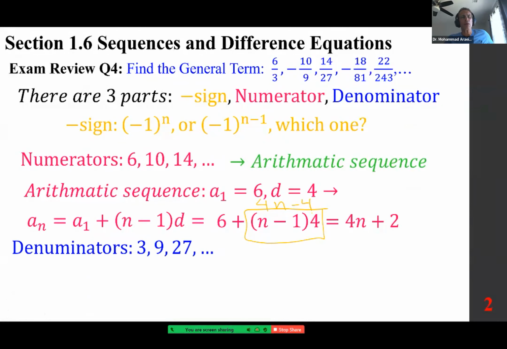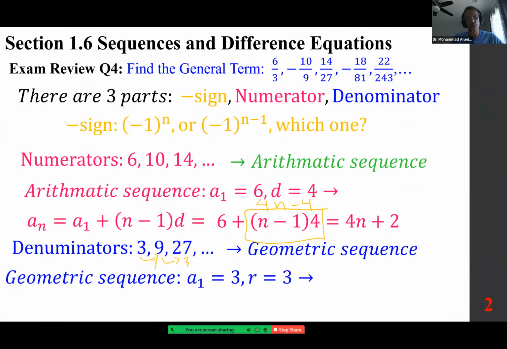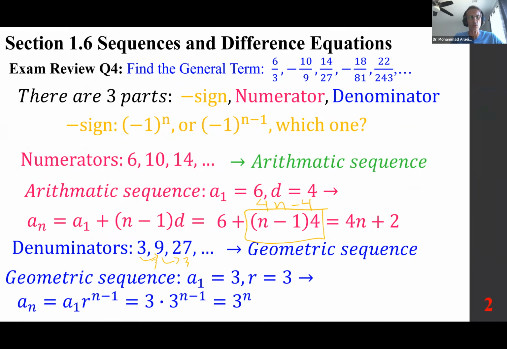When we write out the denominators, we notice it's a geometric sequence. The reason why, because we are multiplying by 3 to get to 9, and the same thing here. So you divide 9 by 3, 27 by 3. So it's a geometric sequence where the first term is 3, and so is the ratio. So we use a sub n equals a sub 1 times r to the power of n minus 1, and we get 3 to the power of n.